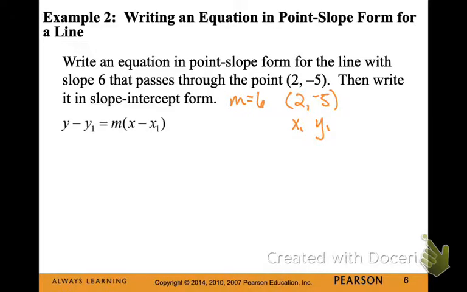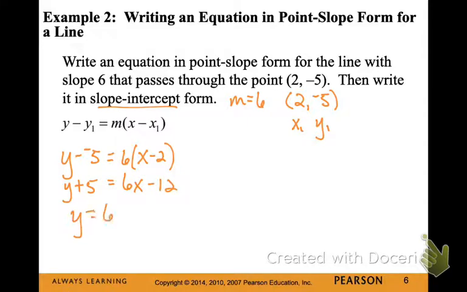Now when I put it in the formula, I don't replace anything for my general x and y, but I put in numbers for everything else. So y minus a negative 5 equals 6 times x minus 2. So there I've got it in point-slope form. I'm just going to clean that up and write y plus 5. Now I'm going to distribute and solve for y, and there's my equation in slope-intercept form.